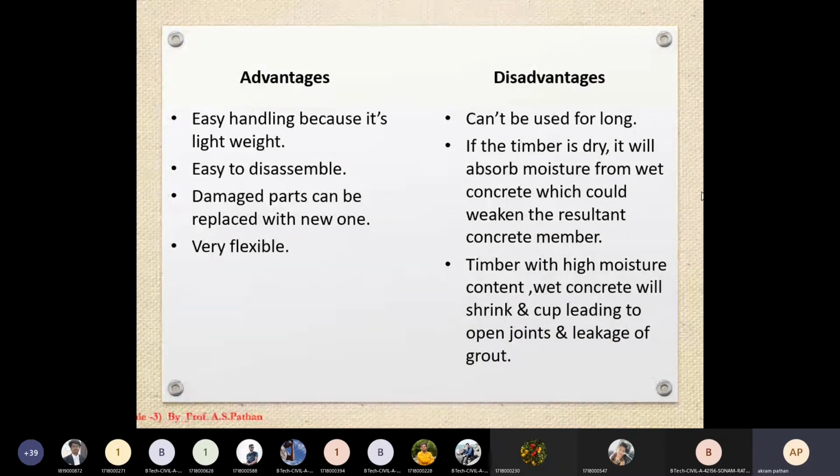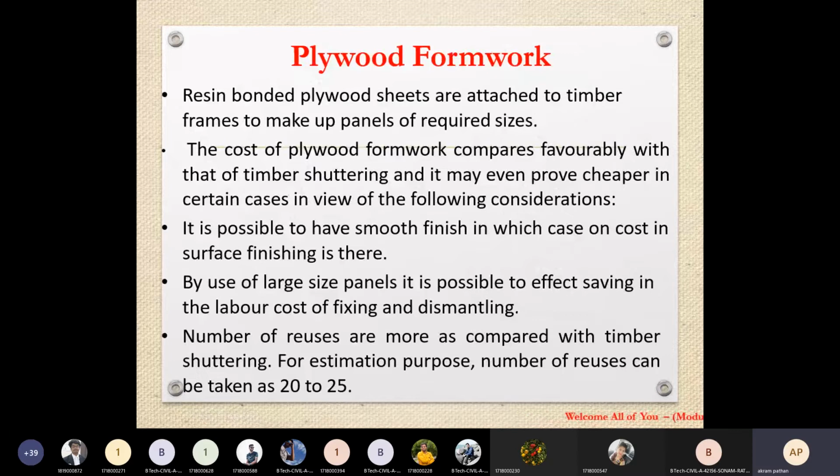If the timber is dry, it will absorb moisture from the wet concrete, which could weaken the resultant concrete members. Due to shrinkage, we can face this problem. Timber with high moisture content will shrink with wet concrete and cup, leading to open joints and leakage of the grout. So these are some of the disadvantages of timber formwork.